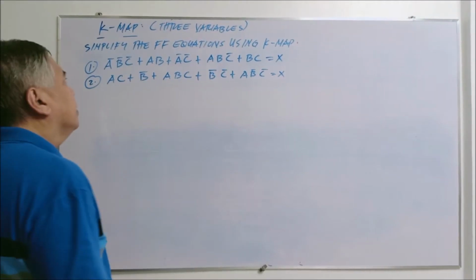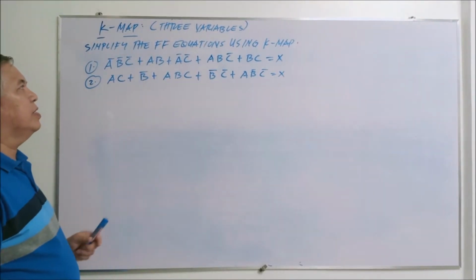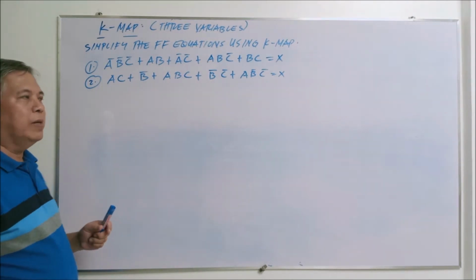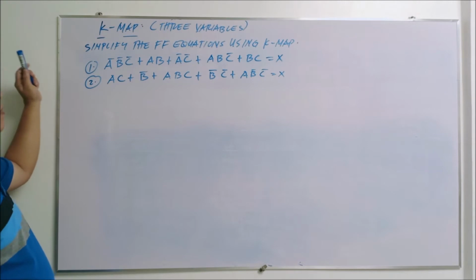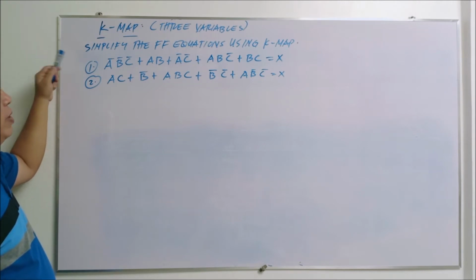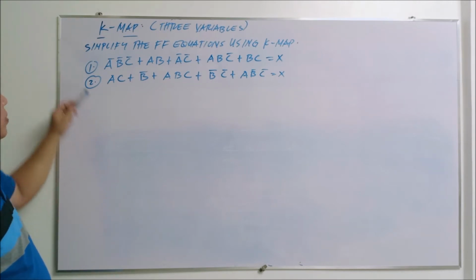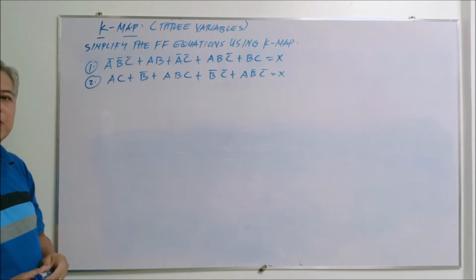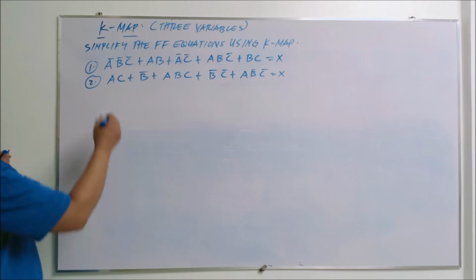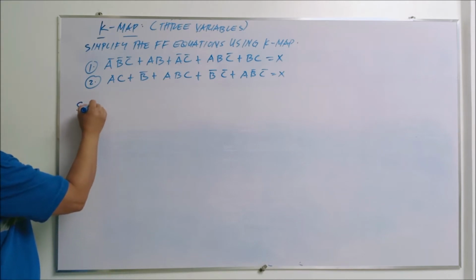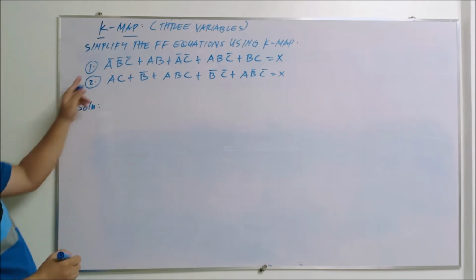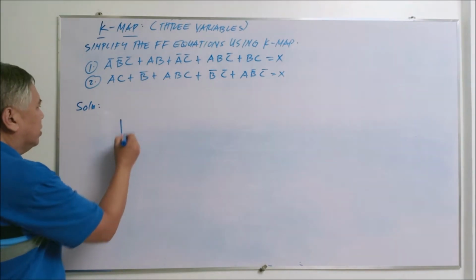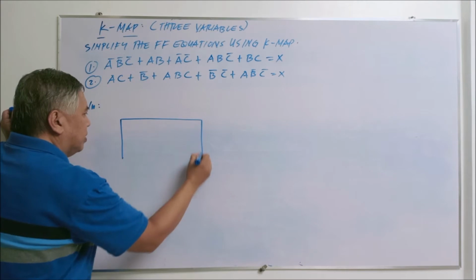Okay, so let's have an example on a three-variable map. So let's say we simplify the following equation using the K-map. So we have here problem number 1 and problem number 2. So how do we solve problem number 1? So what will be our solution? Again, this is a three-variable map. So we make a map representation.